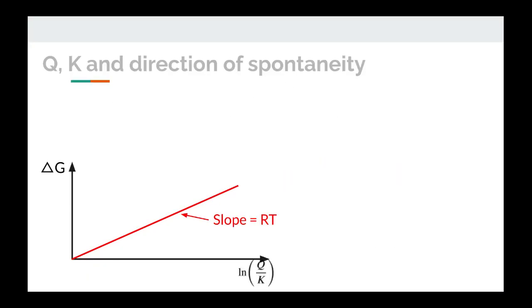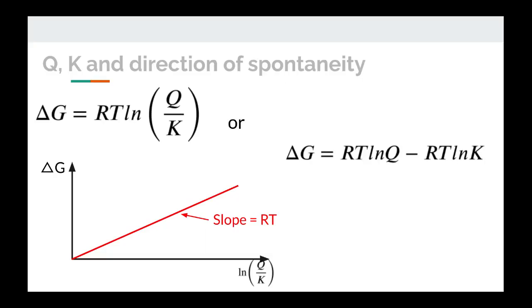So looking only at one quadrant here, we could make the equation for that line. Delta G is R times T times the natural log of Q over K. Or just using the rules of logs, we could rewrite this as delta G equals RT natural log of Q minus RT natural log of K.